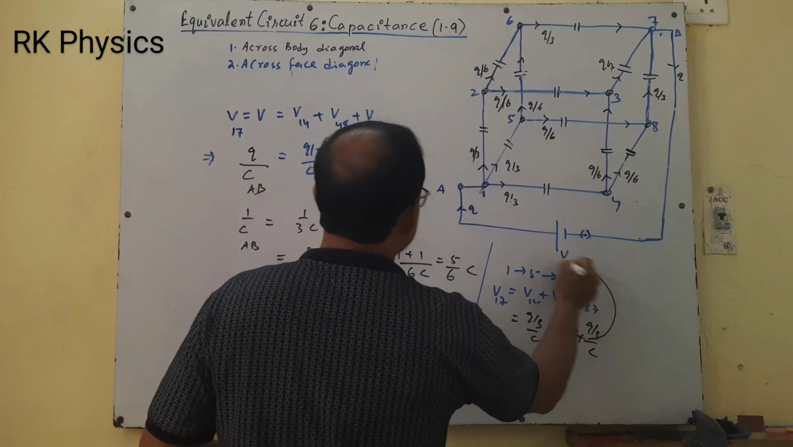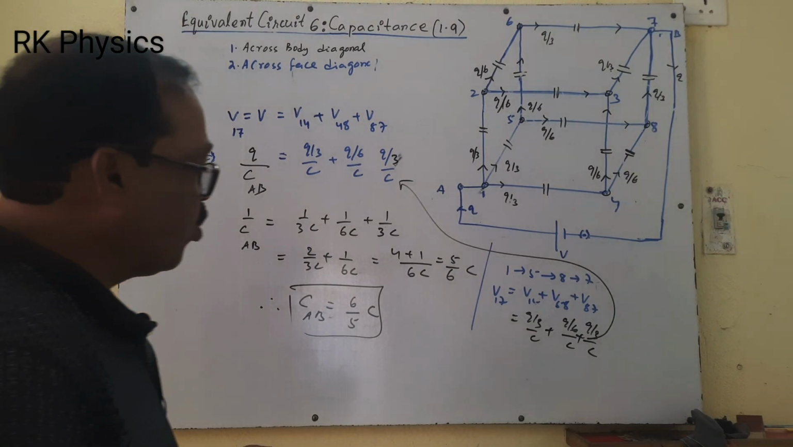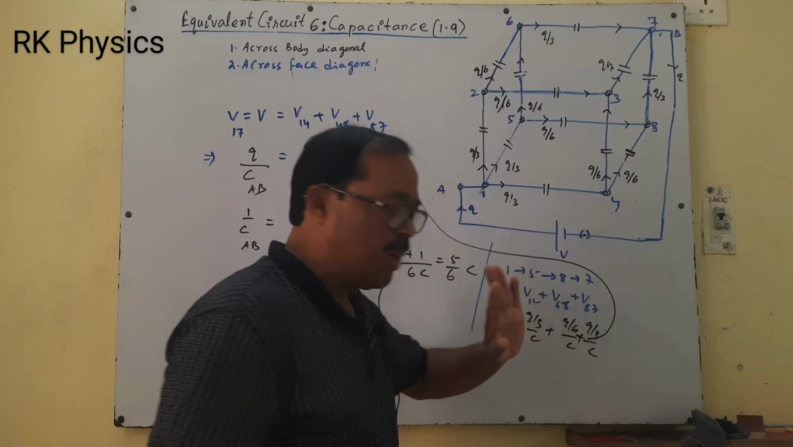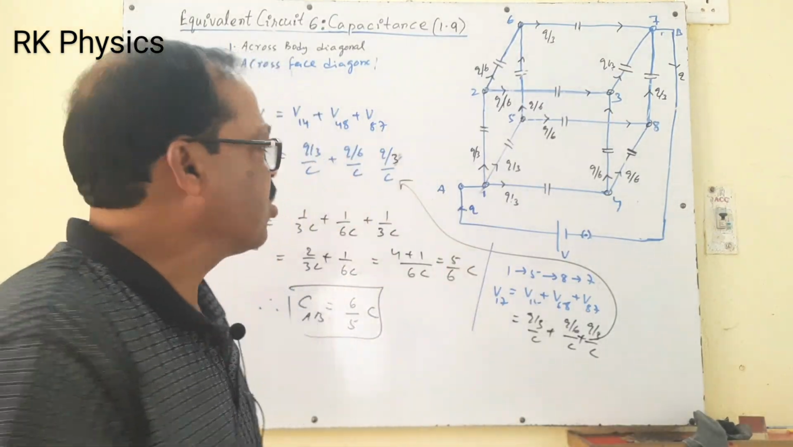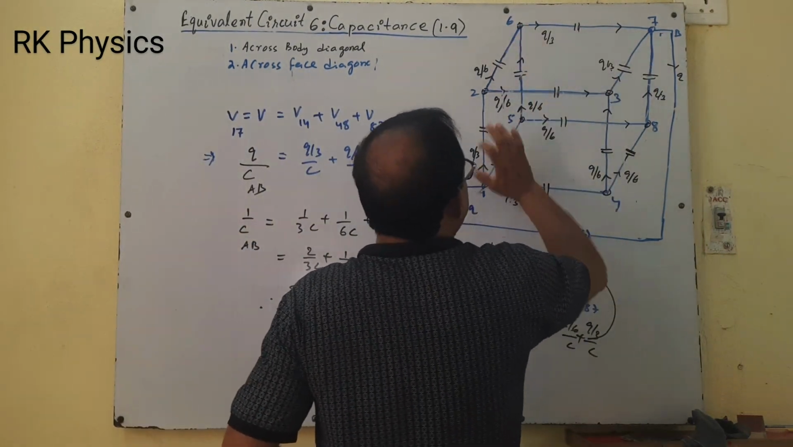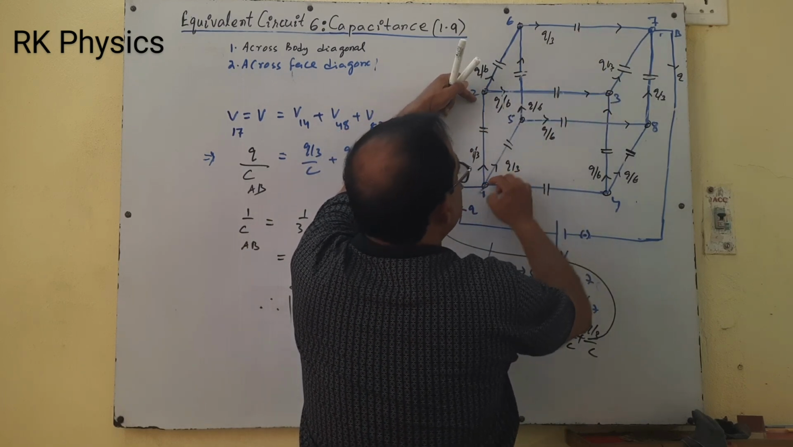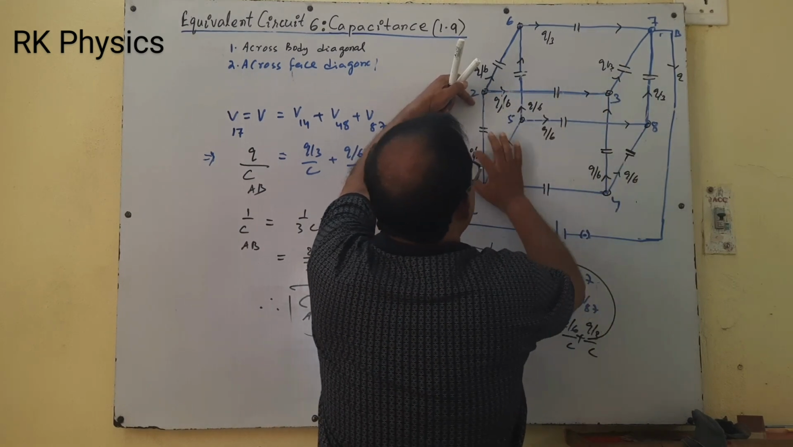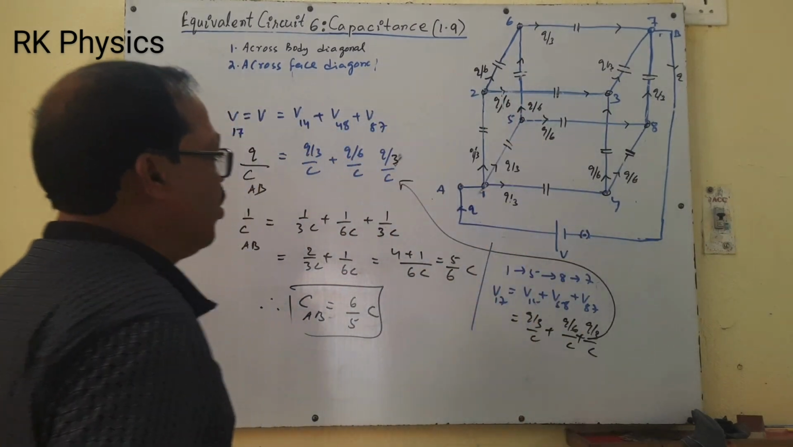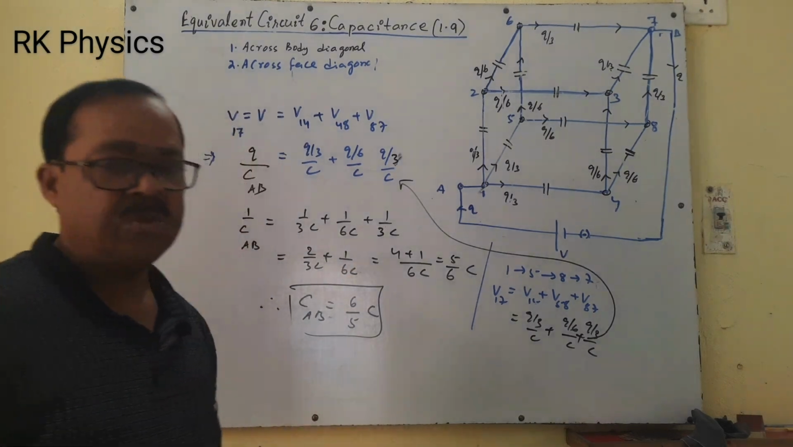Mark these two equations. They are exactly the same, though we are moving in different branches. That means 2 times Q by 3 and 1 time Q by 6 comes in every branch. If you go from 1 to 7 through this line, it is Q by 3, then Q by 6, then Q by 3. So if you go from 1 to 7 through the body diagonal across any branch, finally you will get this answer. Okay.